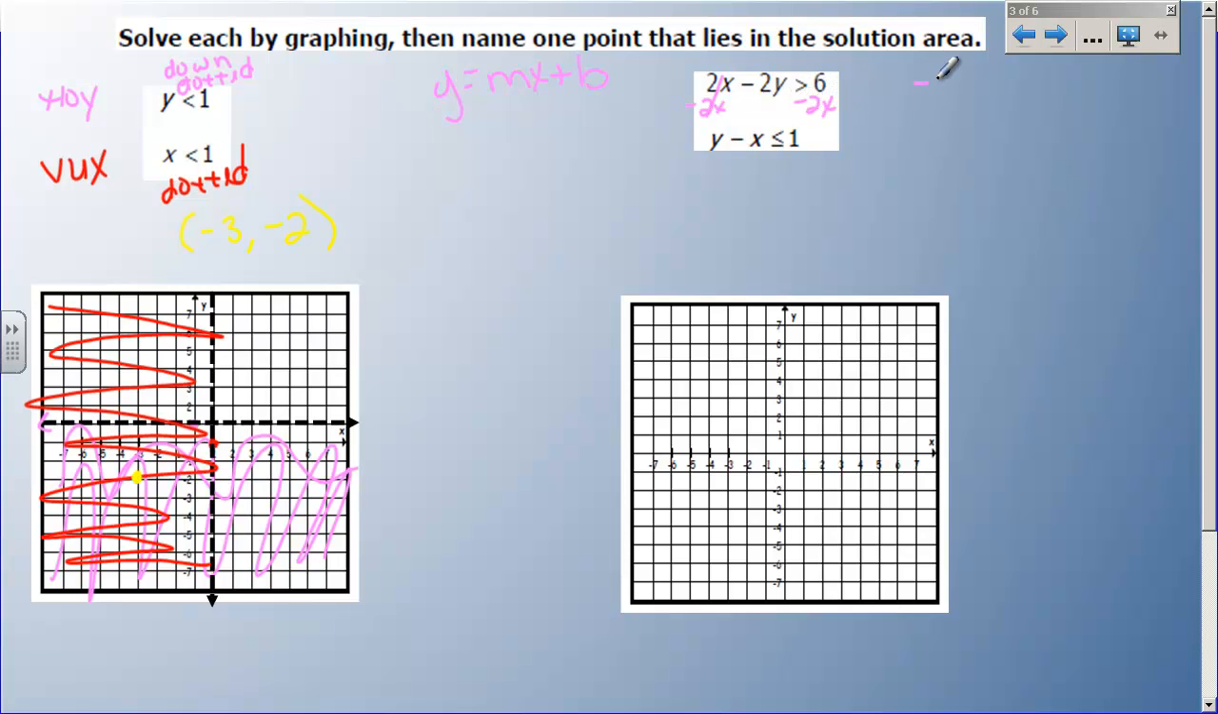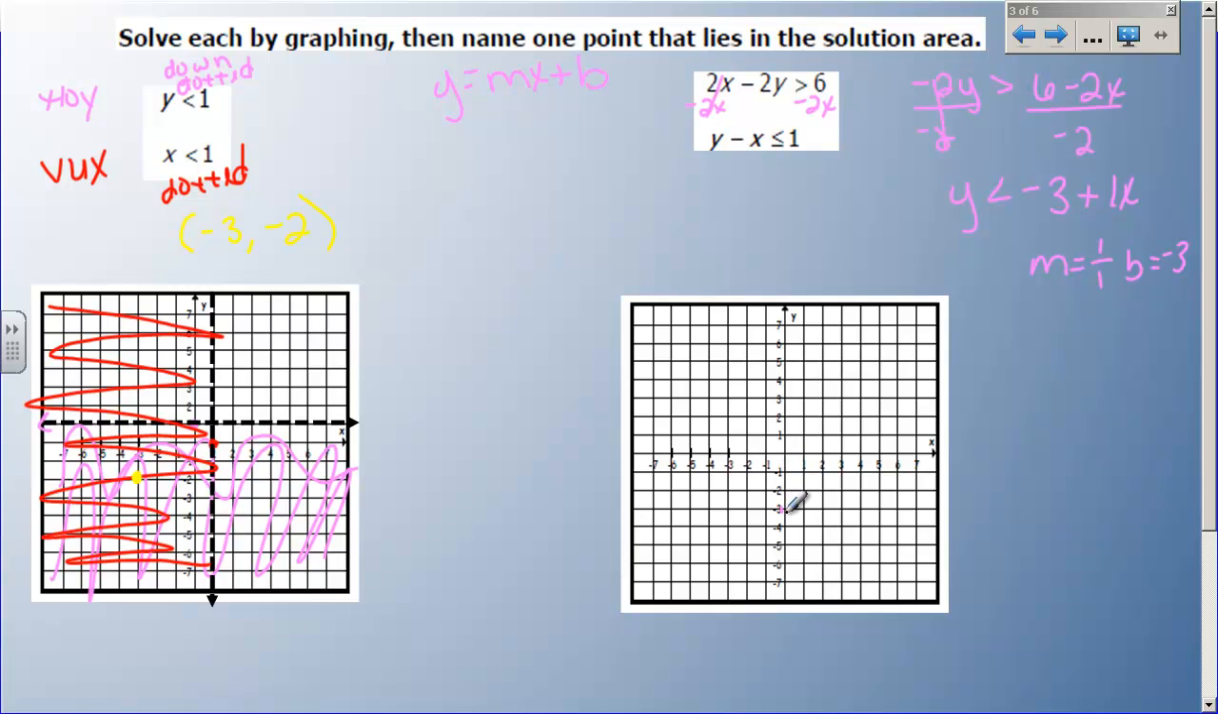And that gives me -2y is less than 6 minus 2x. Well, then when I divide both sides by -2, I get that y, and because I divided by a negative, this sign has to turn around. So now I have y is less than -3 plus 1x. So my slope here is 1 over 1, and my y-intercept is -3. So let's go ahead and start with graphing that.